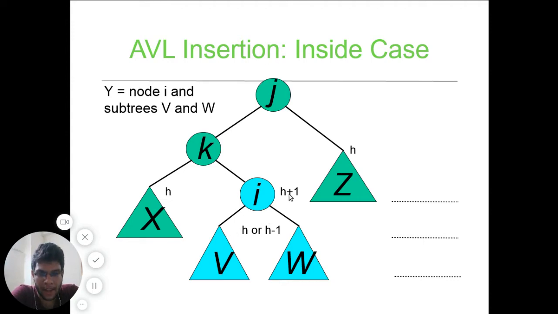As the height of the subtree rooted at I is h plus 1, again with the argument given before, one of the trees has to have height h and the other will have height h minus 1.